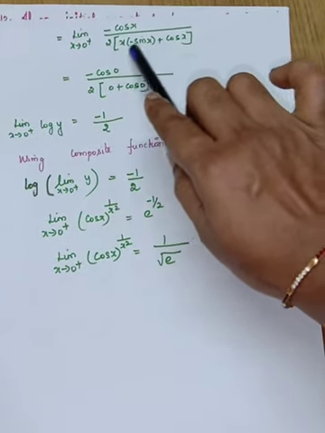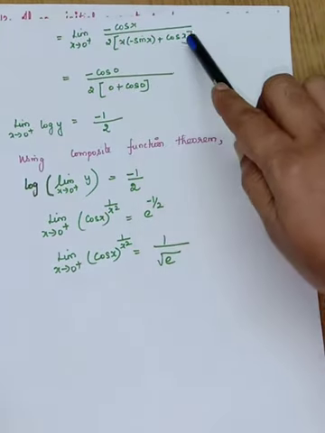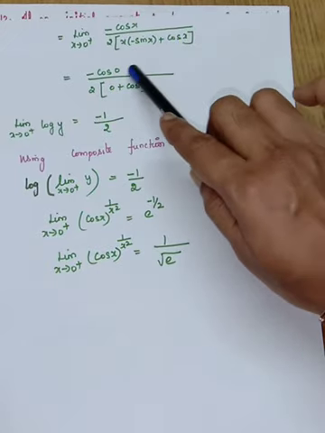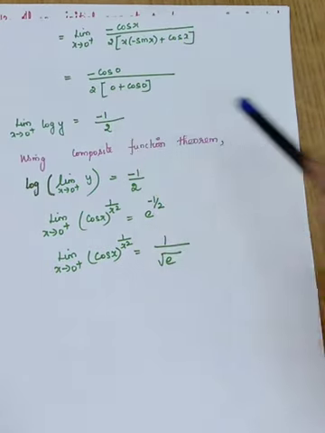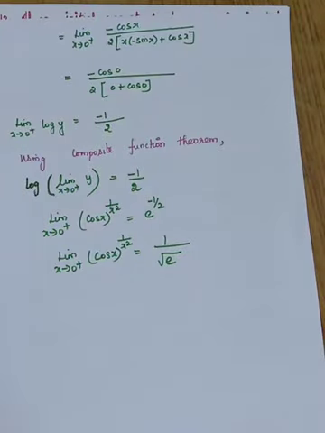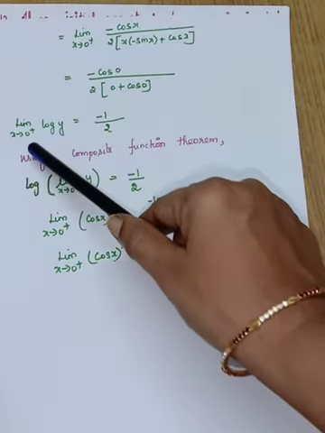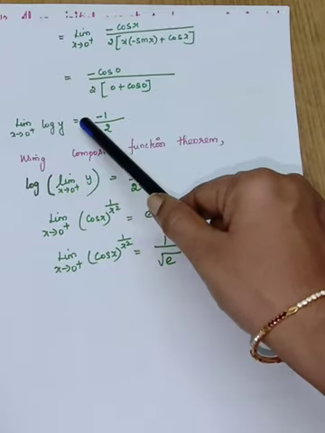When you apply the limit, cos 0 minus cos 0 divided by 2 into, when you apply x as 0, the first term will become 0. Okay, next one, cos 0. What is cos 0? It is 1. 1 into 2 is 2. So the answer is what? Minus 1 by 2.